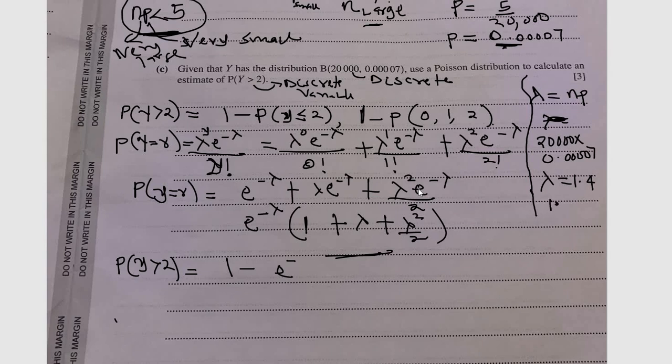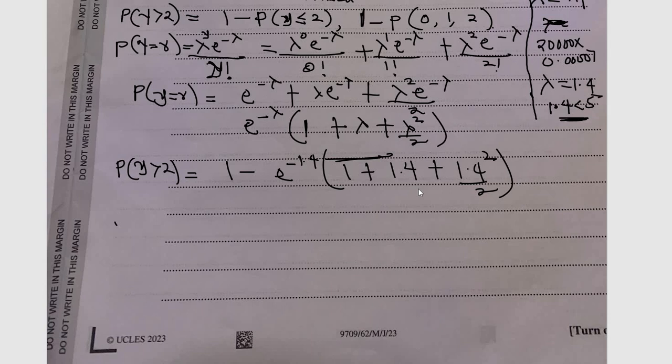You can see the 1.4 is less than 5, which means that we can suitably approximate binomial to Poisson using what I've done so far, because my mean is less than 5. So lambda is 1.4 into bracket 1 plus 1.4 plus 1.4 square over 2.